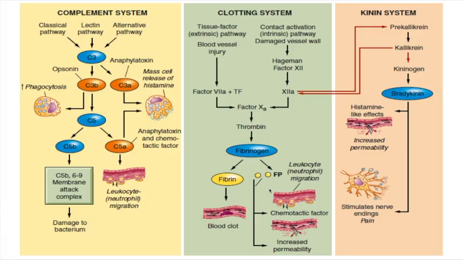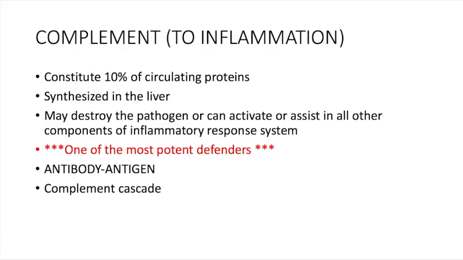So here are the three main systems: complement, the clotting system, and the kinase system. As you can see, they're basically cascades and pathways, and this goes much more in depth. We're just hitting the high yield items so that you understand these systems and why they're responding to acute inflammation. Complement constitutes about 10% of the circulating proteins.